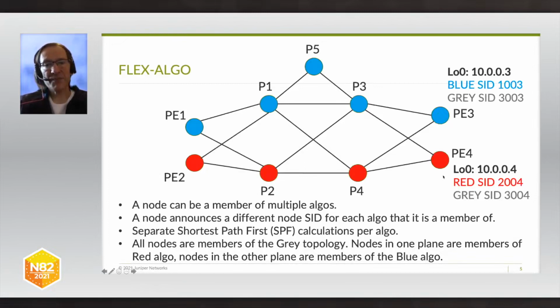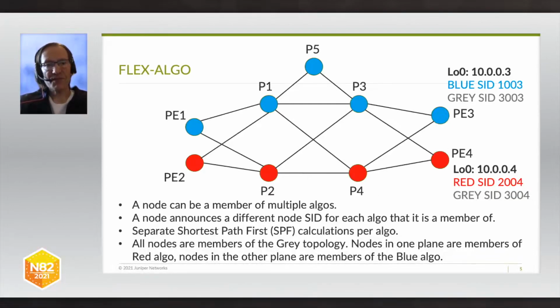Then, in a similar vein, PE4, that's a member of the default gray topology, and its SID associated with that is 3004. And then it's a member of the red Algo, and so it has a SID associated with that, which is 2004. And all of the information necessary for the other nodes to know these SID values is communicated via IGP extensions. And so all of the nodes in the network will know these different SID values. And each of these nodes will also have different SID values as well, but they're just not shown in the diagram for reasons of clarity.